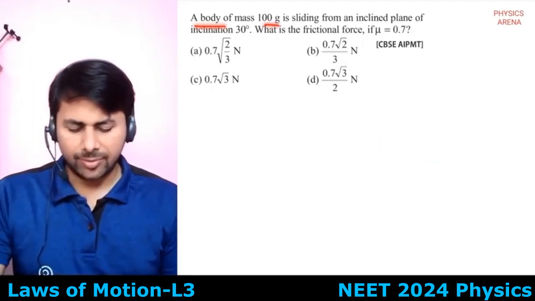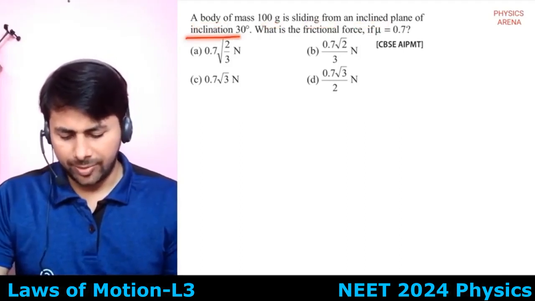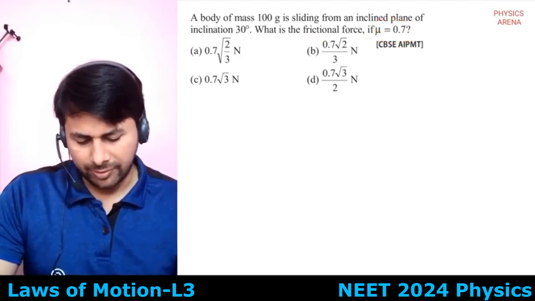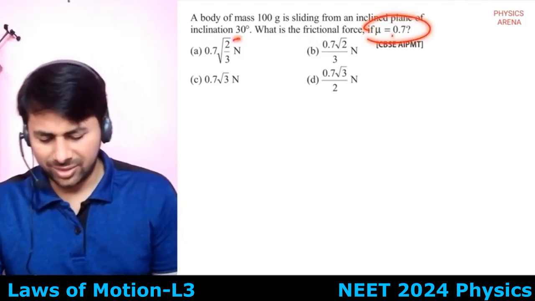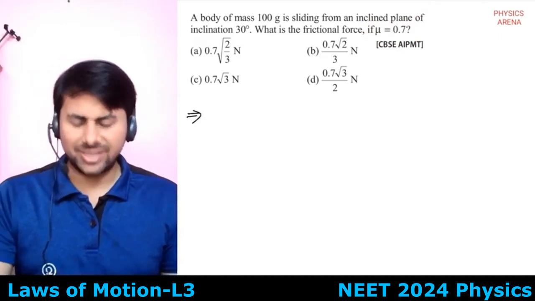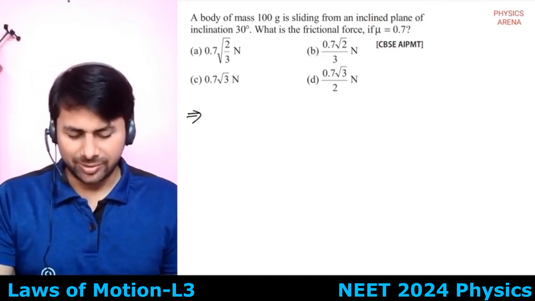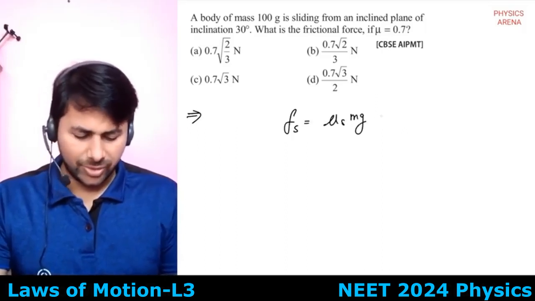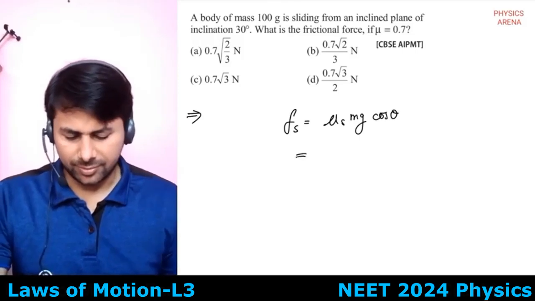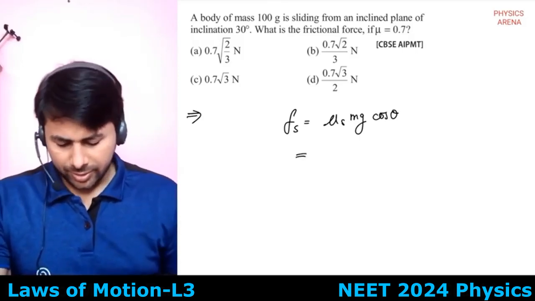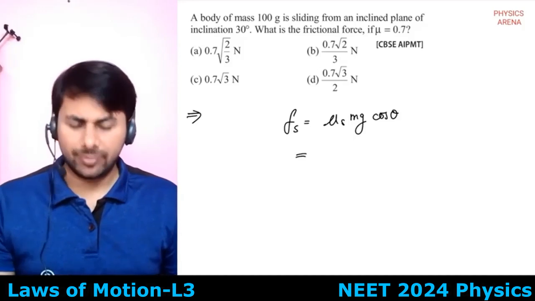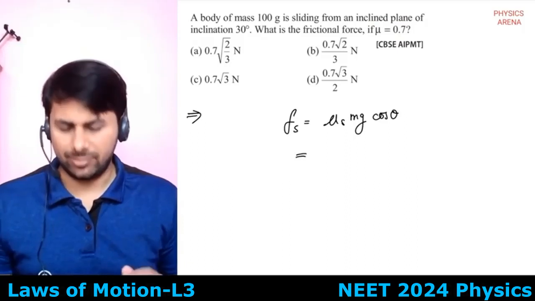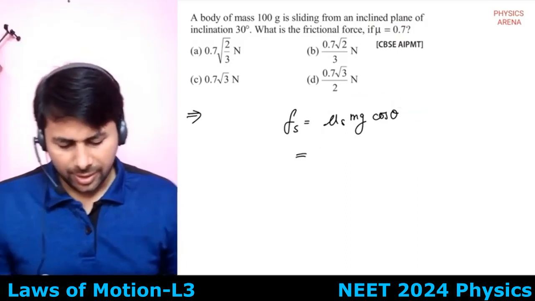A body of mass 100 gram is sliding from an inclined plane of inclination 30 degree. What is the frictional force if mu is equal to 0.7? So now mu is also given, so this is good. In this case, how much would be the frictional force? Mu s mg cos theta. If it is sliding, it will be mu k. Now they are calling it mu only, so it can be mu s, it can be mu k. The formula will not change.